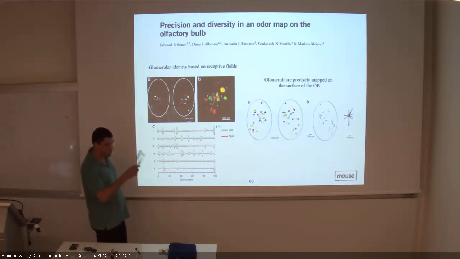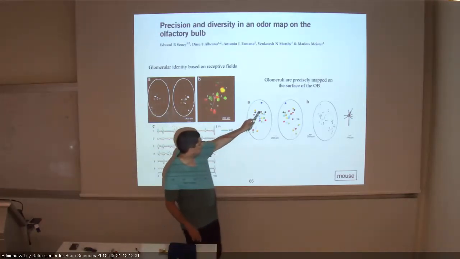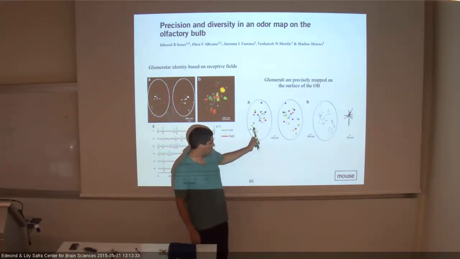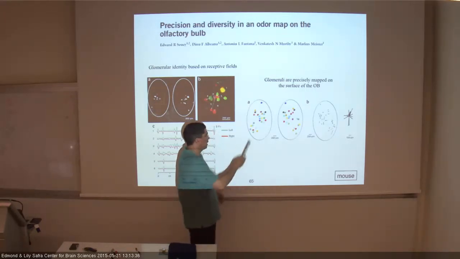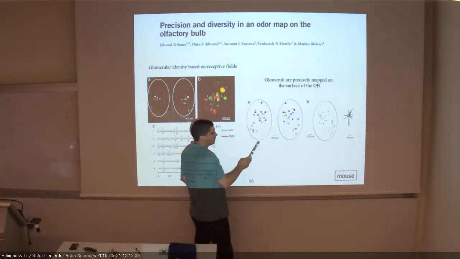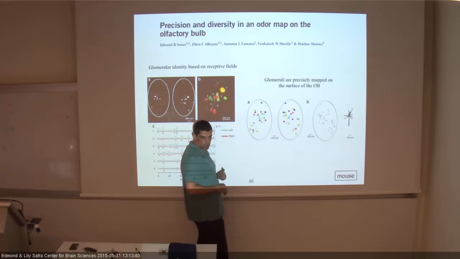Basically, he says that each one has a specific fingerprint for some combinations of odors. Moreover, he then calculates, okay, let's identify these glomeruli on the left and right side of the olfactory bulb. I can identify this one here. Like I told you before, it's very symmetric.